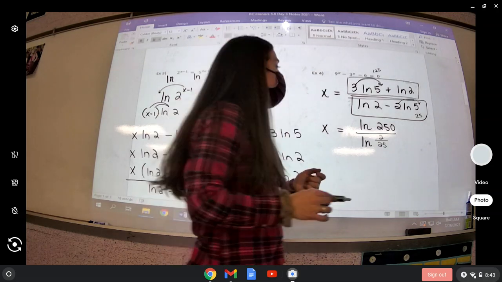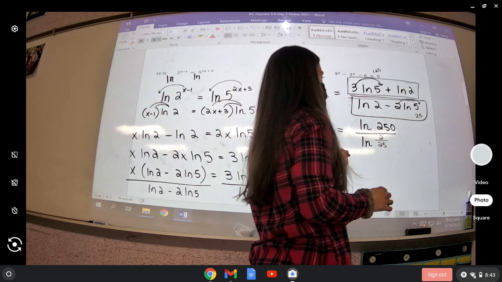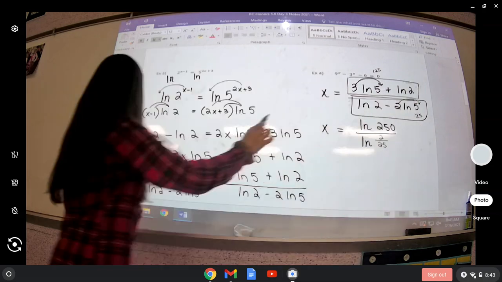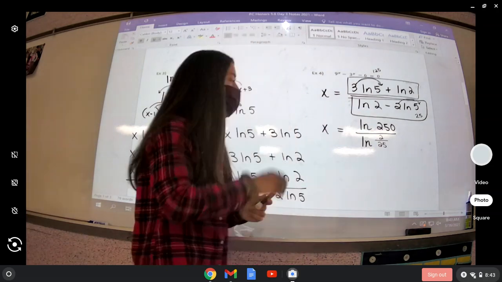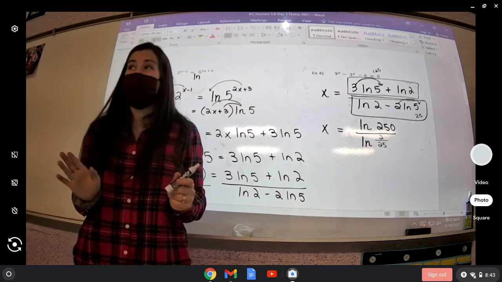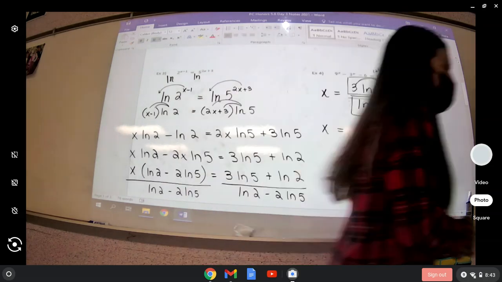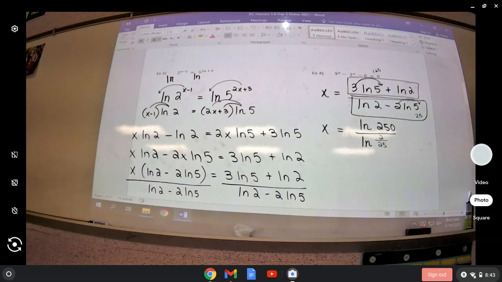Is that okay? The natural log of 2. This natural log of 2? No, the other one. It just moved in front. Okay. Yeah. Is that okay? All right. Yeah. All right. All right, now we get to the fun ones.